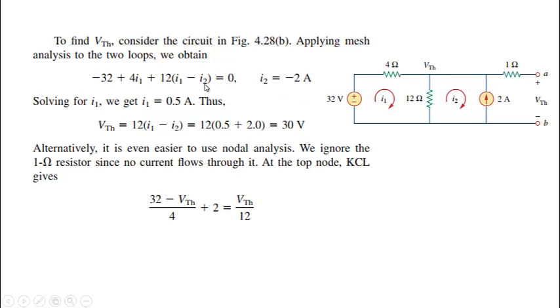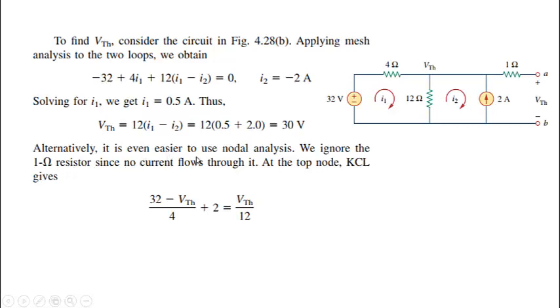Substituting this I2 over here, we'll get I1 is equal to 0.5 amperes, and VTH will be the voltage drop across this resistor, that is 12 into (I1 minus I2). So 12 into (I1 minus I2) will be equal to, since minus I2 is 2 and this is 0.5, 2.5 into 12, it will be 30 volts. So this is our VTH. You can see this book has done the same thing.